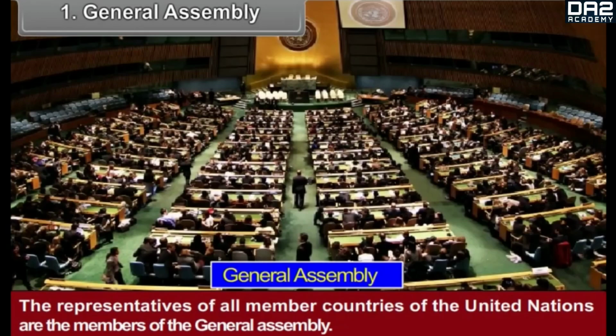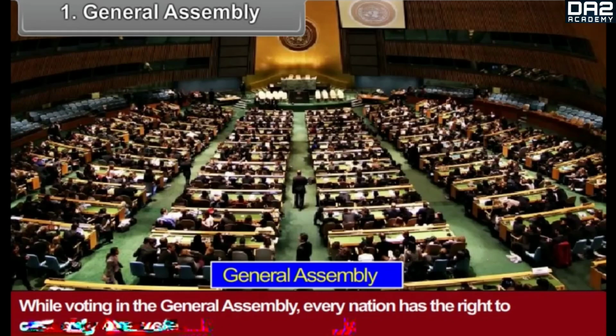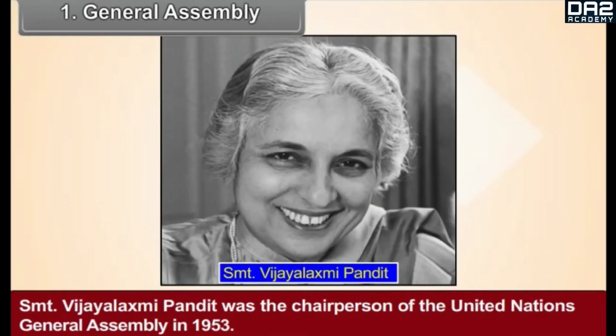General Assembly. Structure. The representatives of all member countries of the United Nations are the members of the General Assembly. Till 2011, the strength of the member countries in the General Assembly was 193. While voting in the General Assembly, every nation has the right to cast only one vote. Srimati Vijayalakshmi Pandit was the chairperson of the United Nations General Assembly in 1953. She was the first Indian lady to hold this post.